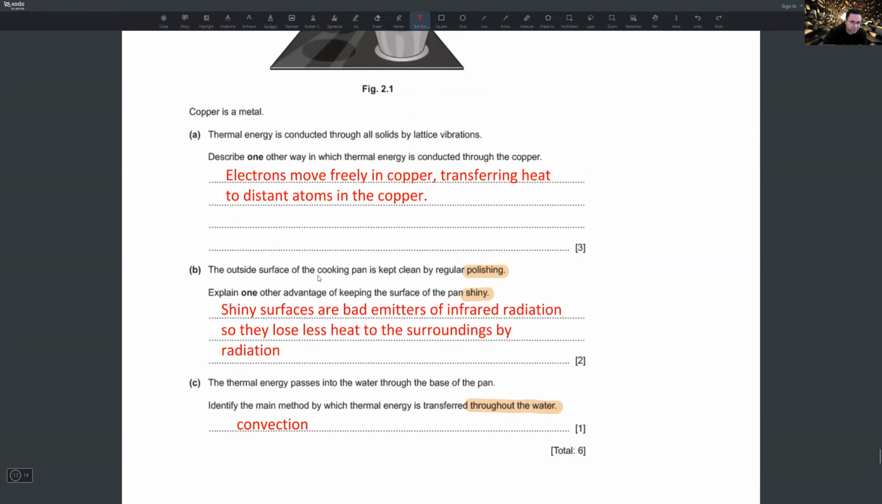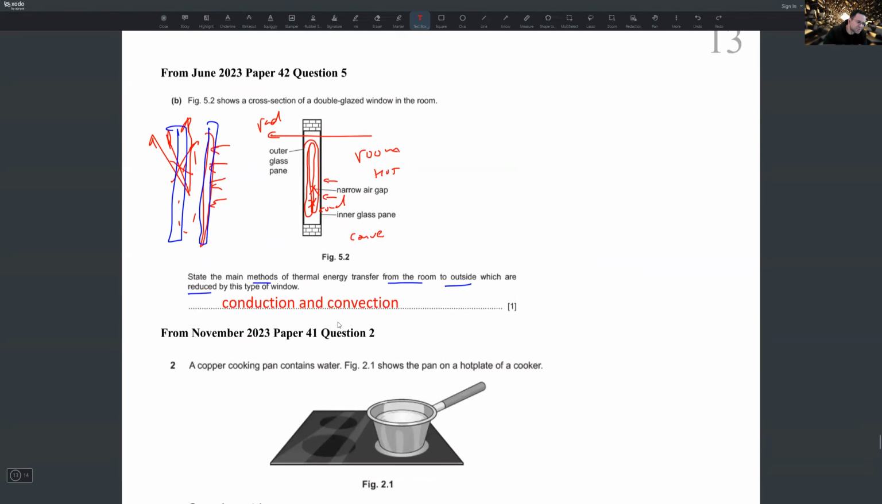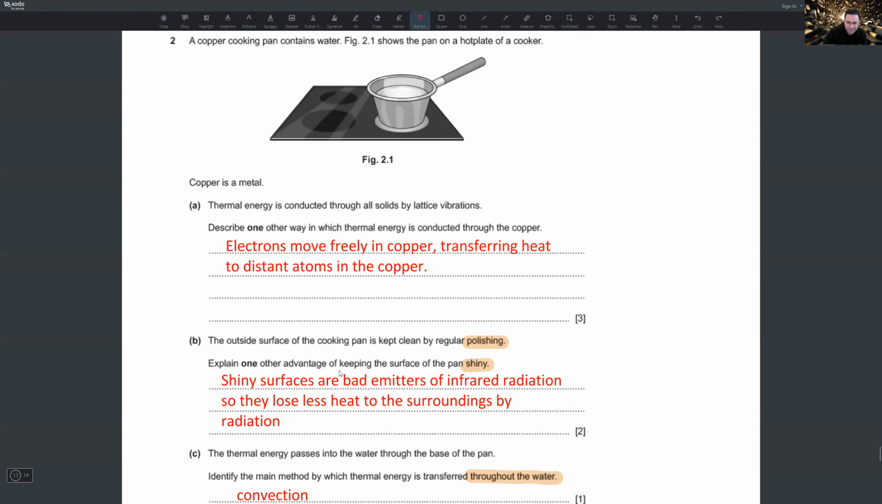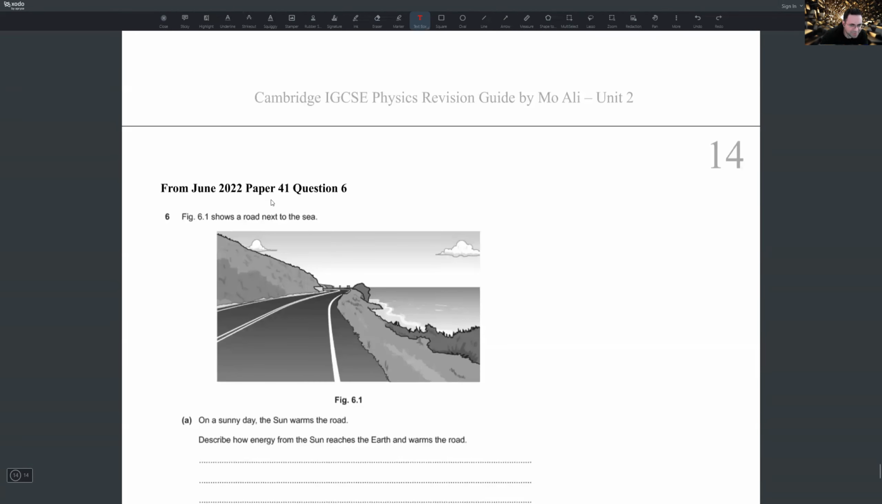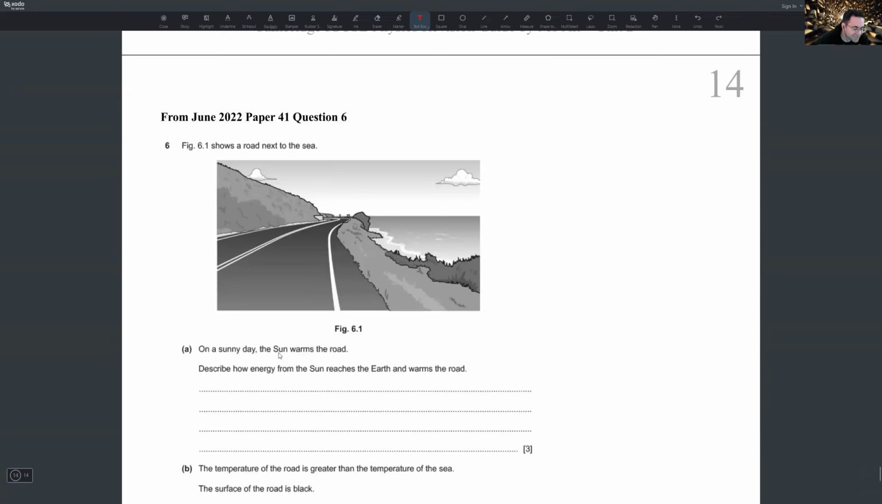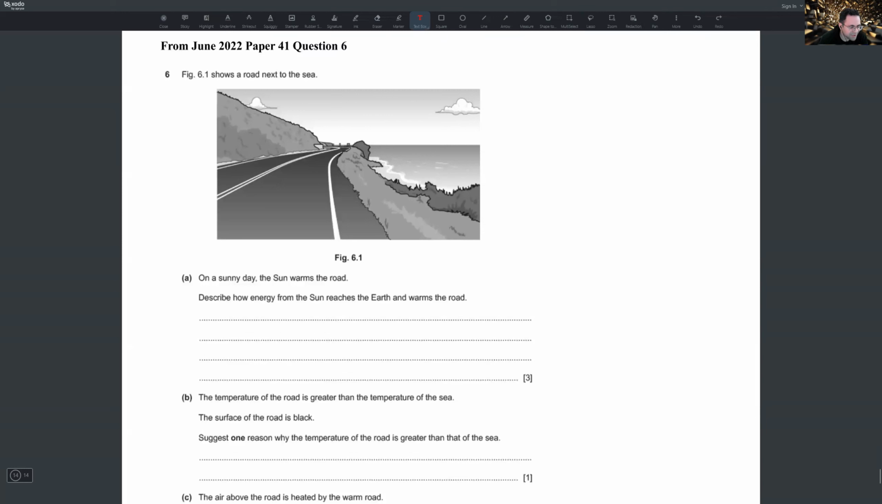Finally, because we haven't seen a convection question here much, this is a good conduction and radiation question, a mixture of things. This is from June 22, paper 4. On a sunny day, the sun warms the road. Describe how energy from the sun reaches the earth and warms the road. How does energy come from the sun? By what? By radiation, right?